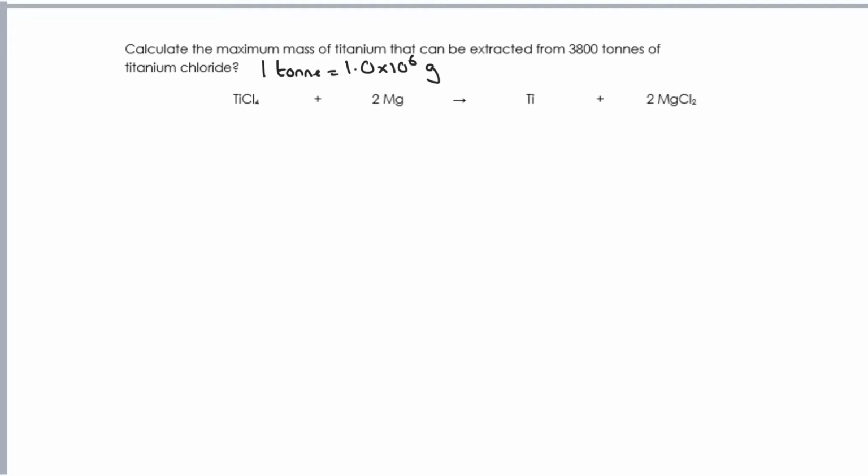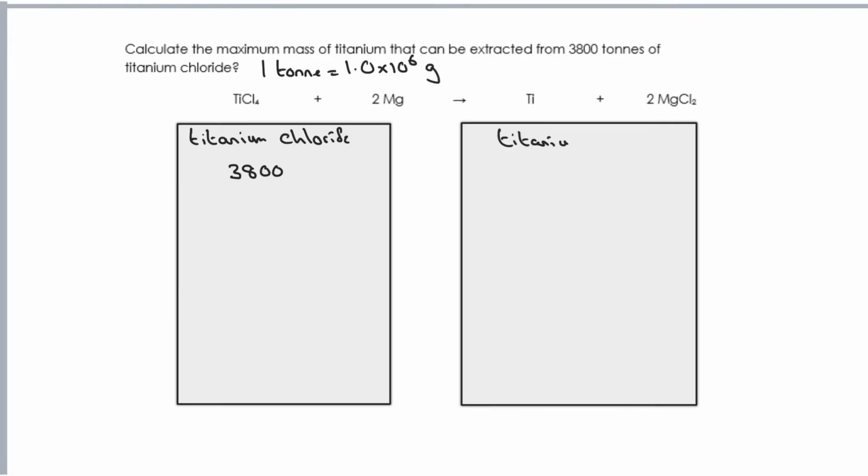So once again, let me scaffold the answer space. So the question's given us a mass of titanium chloride. So moles is mass divided by MR. So 3,800 divided by the MR of TiCl4. Now looking at my periodic table, titanium is 48. And we've got 4 chlorines, each of which are 35.5. So that gives us an MR, a relative formula mass of 190. So 3,800 divided by 190 gives us 20.0 moles.